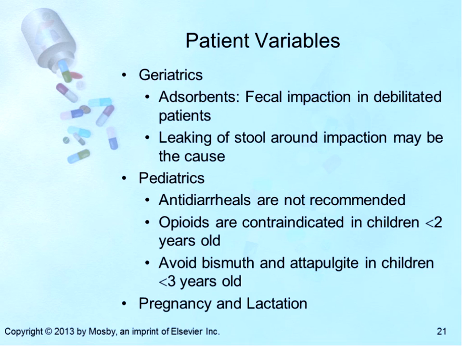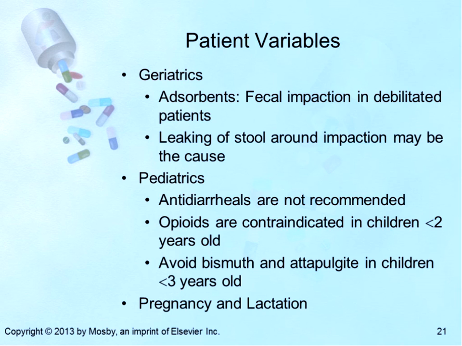Patient variables: for geriatric patients, fecal impaction associated with the use of absorbents is more common in debilitated geriatric patients. Diarrhea can be caused by leakage of stool around the impaction. For pediatric patients, antidiarrheals are not recommended in young children. Opioids are contraindicated in children younger than 2 years. Bismuth and attapulgite are not recommended for children younger than 3 years of age.